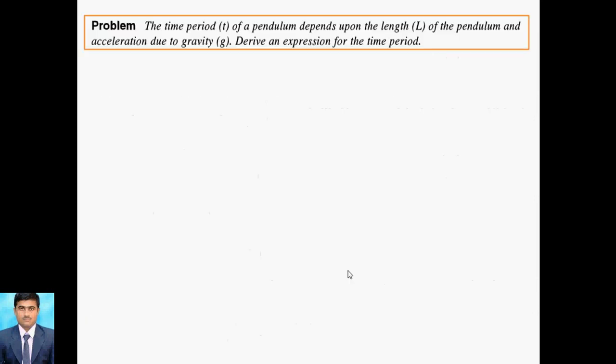Now we go for the first problem based on Rayleigh's method, in which we have discussed the formulation. The time period t of a pendulum depends on the length L of the pendulum. So the length of the pendulum is capital L, the time period is t, and the acceleration due to gravity is g. Derive the relation for the time period. Only knowing the dependent and independent variables, we can derive the expression. So this is the speciality of dimensional analysis.